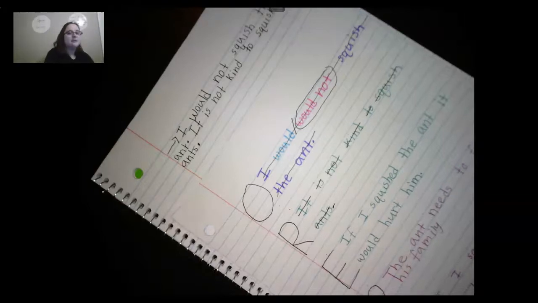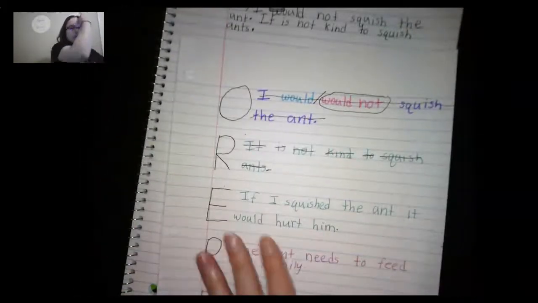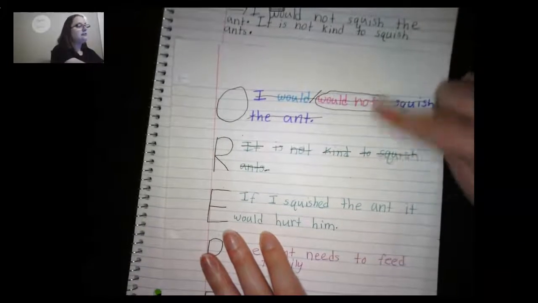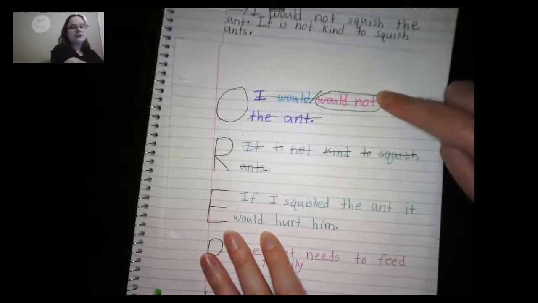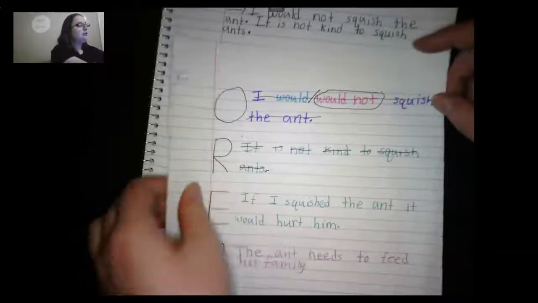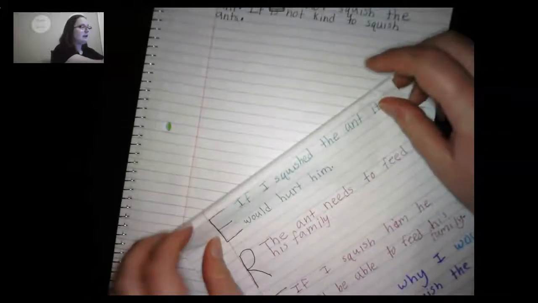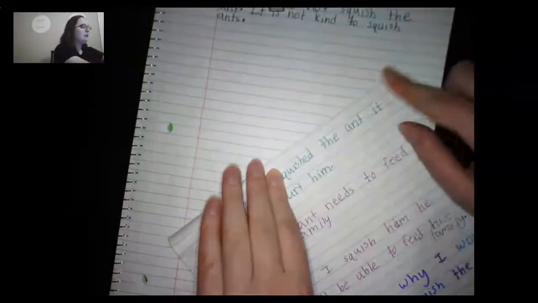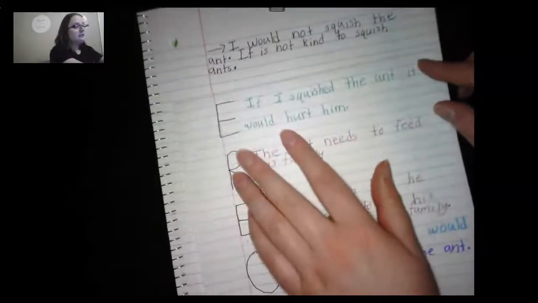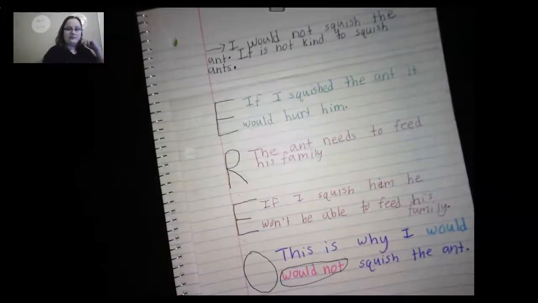Awesome job, friends. So now I'm going to show you guys another trick. So we've already done these first two parts of our graphic organizer. So what I'm going to do is I'm going to take my paper and I'm going to fold it until I'm right above the E. That way, it's easier for me to keep track of what I'm writing, okay?